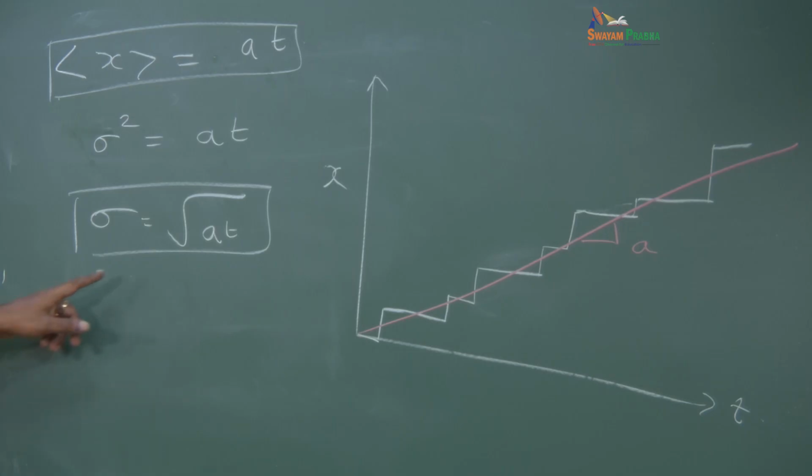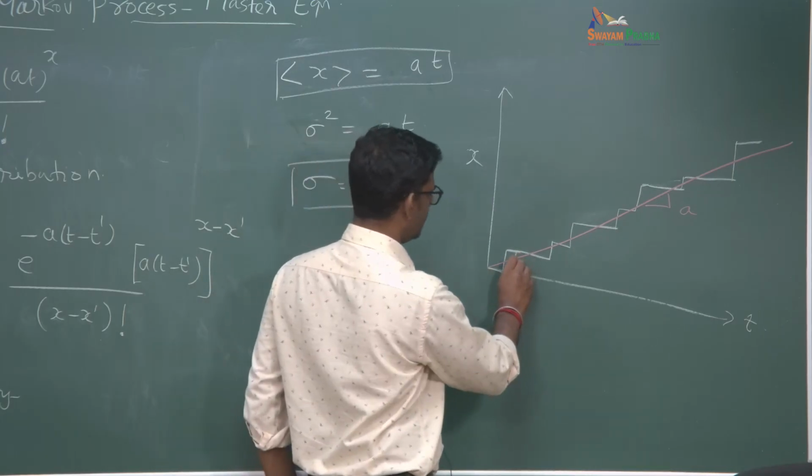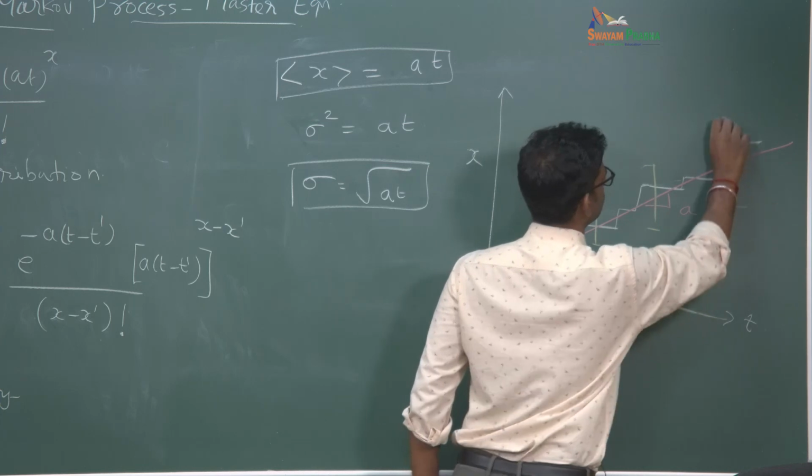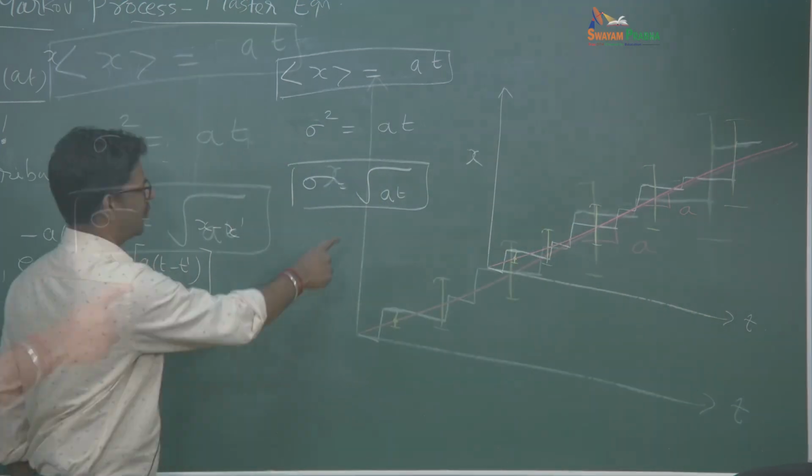Now this also goes as square root of t, so that means we have to go and represent the uncertainty here, and the uncertainty will be small, but as a function of time, this uncertainty will grow. This change is proportional to square root of t.